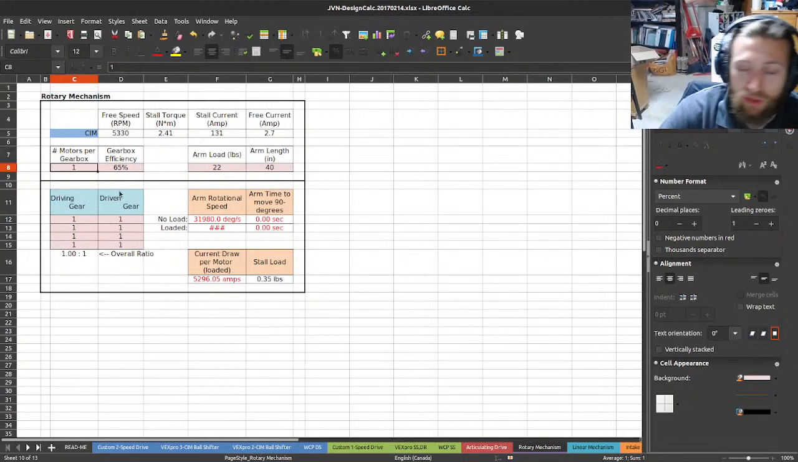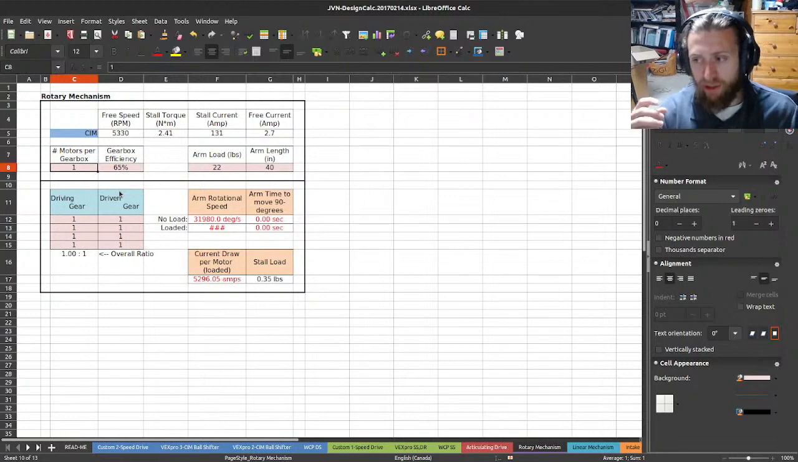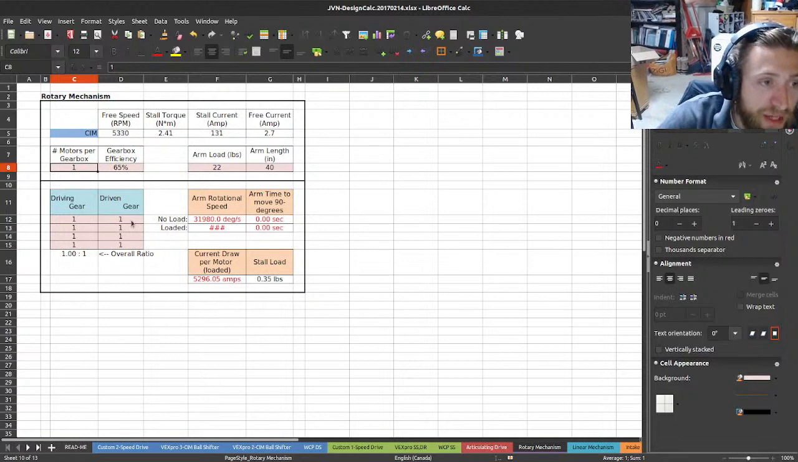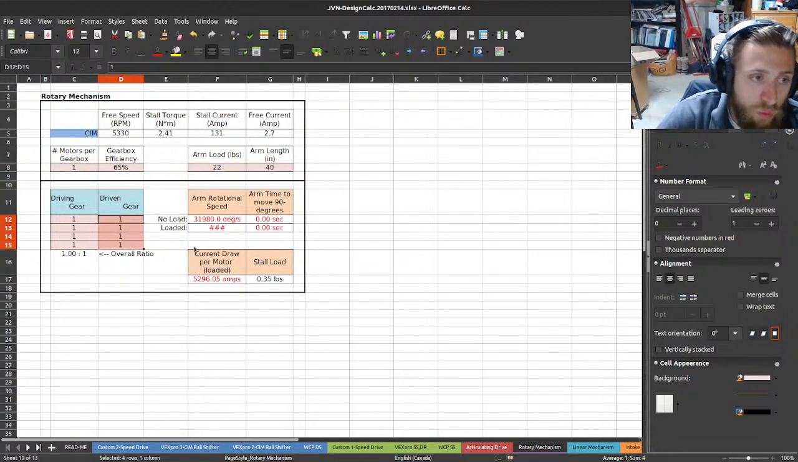And one motor per gearbox. So this assumes that we're calculating just for one gearbox. The number of motors per gearbox would be, like, if we have two motors per gearbox, it's two motors fed into one gearbox with the same reduction. Right now I have it just at 1-to-1.